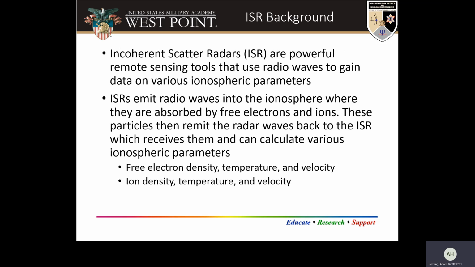Now I'll give some quick background on incoherent scatter radars. Incoherent scatter radars, or ISRs, are remote sensing tools that use radio waves to collect data on various ionospheric parameters, including the density, temperature, and velocity of free electrons and ions. They do this by emitting radio waves into the ionosphere, where they are absorbed by free electrons and ions. These particles then re-emit the radio waves back to the incoherent scatter radar.